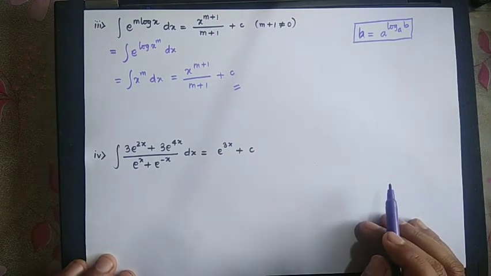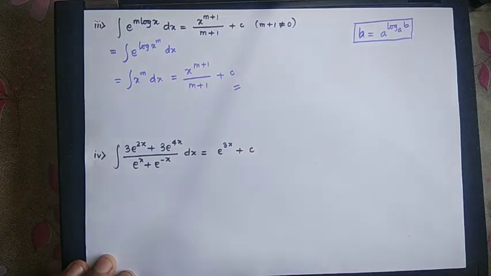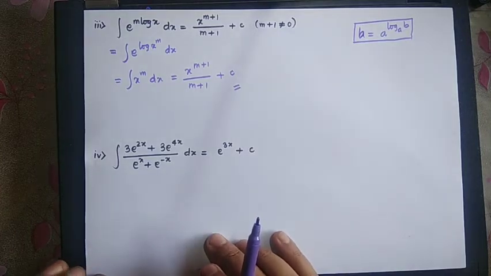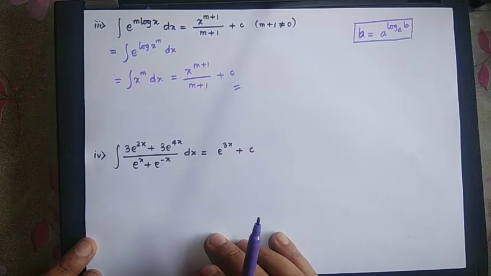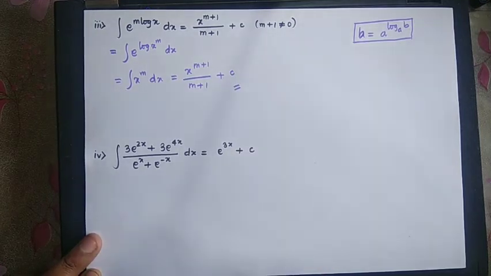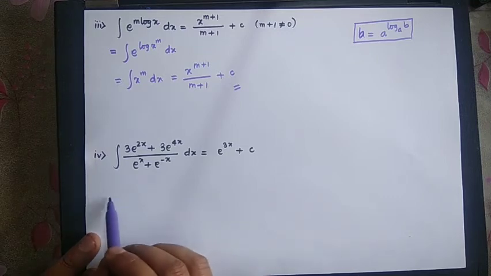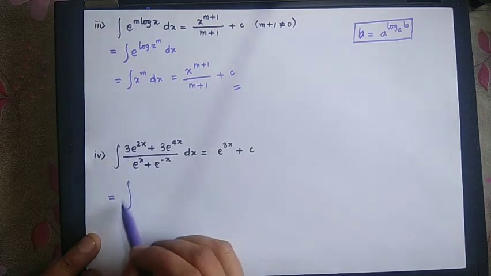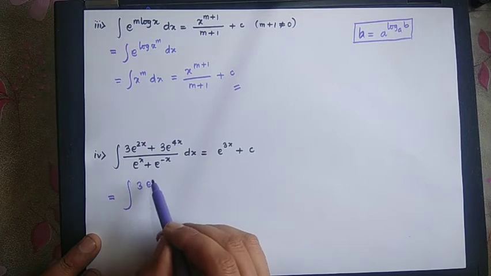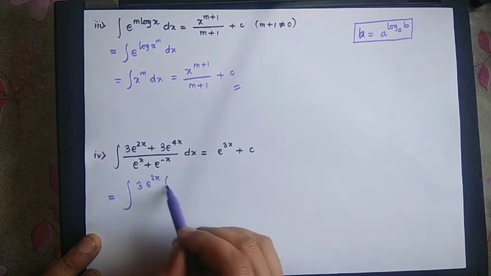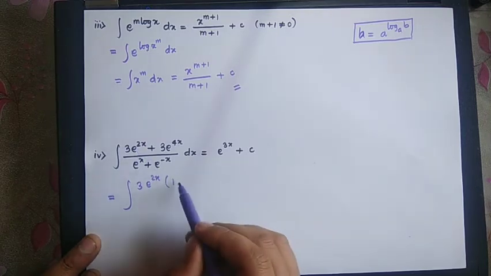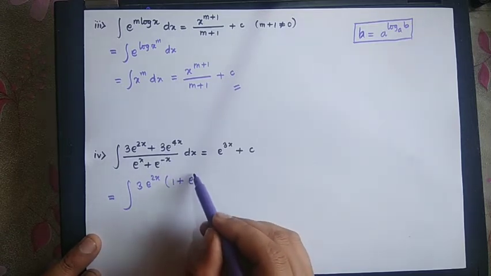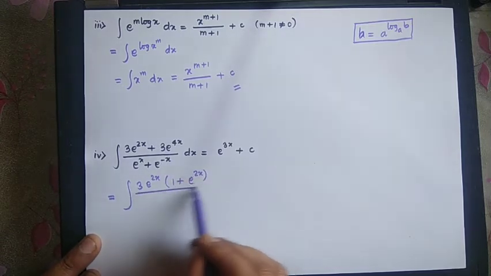Okay, now next is this one. Now whenever you see such kind of problems, where you have got a fractional kind of stuff, try to see whether there is anything common. And if there is anything common, just take them outside. So we have 3 as a common, right? And similarly e to the power 2x can be taken common. So from here only 1 is left. From here how much is left? E to the power 2x is left.